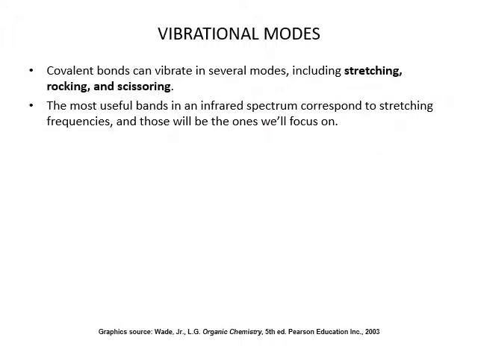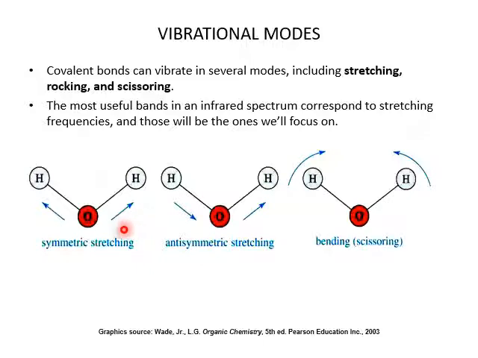But that's not the only kind of motion that a bond can experience. Covalent bonds can vibrate in several modes, and they include stretching, rocking, and scissoring. But the most useful bands in the infrared spectrum correspond to stretching frequencies. And there can also be several kinds of stretching depending on the molecule. If you have a water molecule, you have symmetric stretching. You also have antisymmetric stretching, as this hydrogen is being pulled towards the oxygen, this hydrogen can be pushed away from the oxygen. And then you have some bending, right? So the dynamics of a molecule can be plenty. A lot of trajectories can be taken by each atom.